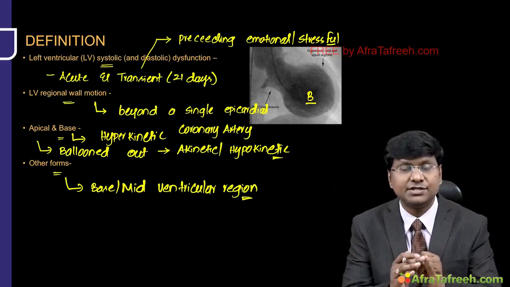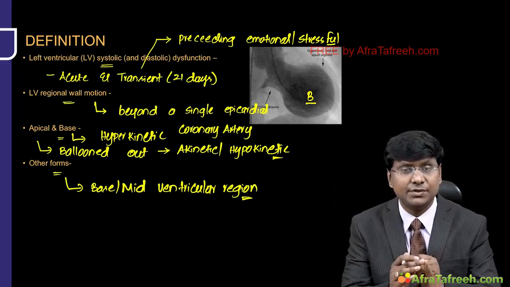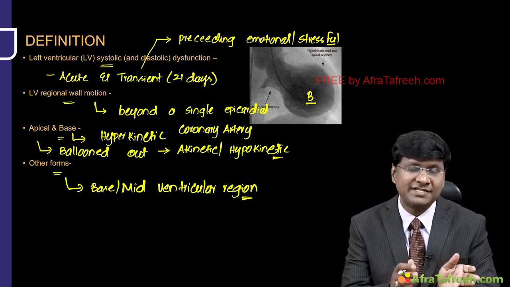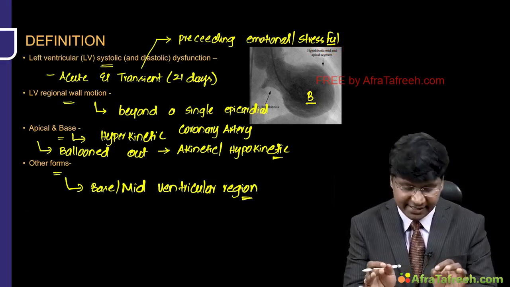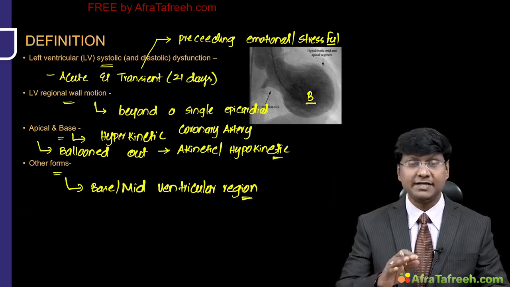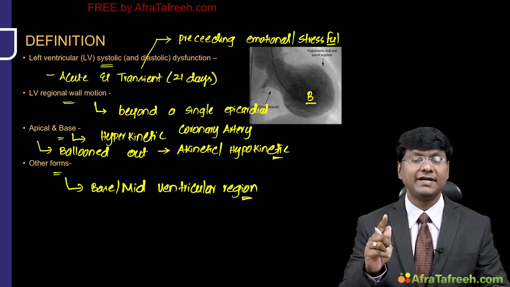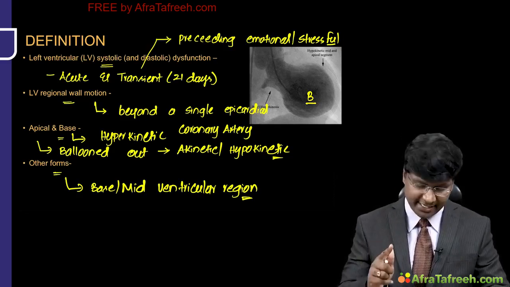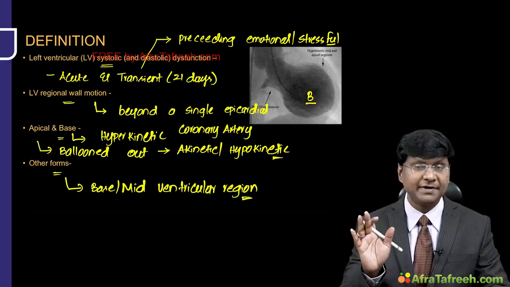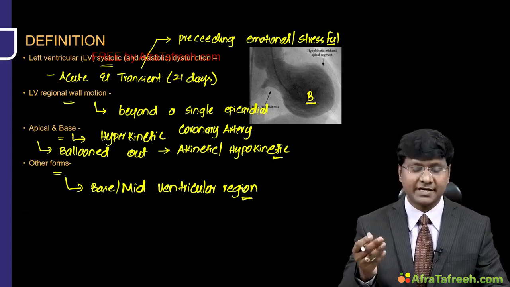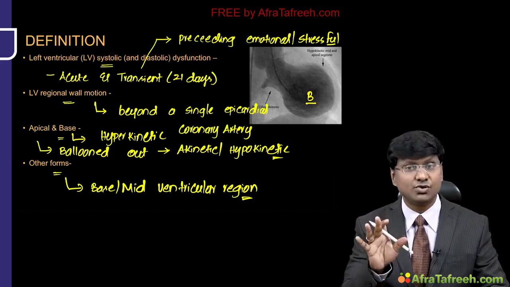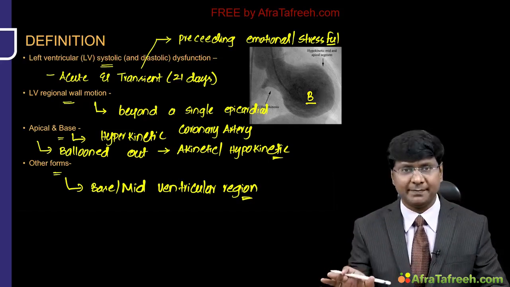So it's a clinical condition which is characterized by an acute transient systolic or diastolic dysfunction with a preceding emotional or triggering event, with LV regional wall motion abnormality which is present beyond the distribution of a single epicardial coronary artery, with the apex being ballooned out and the base being hyperkinetic. And the other forms include the base or mid-ventricular region being affected apart from the apex.